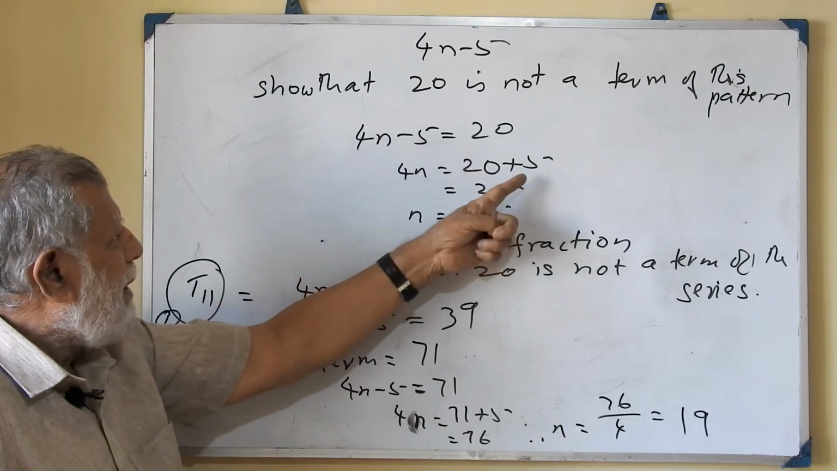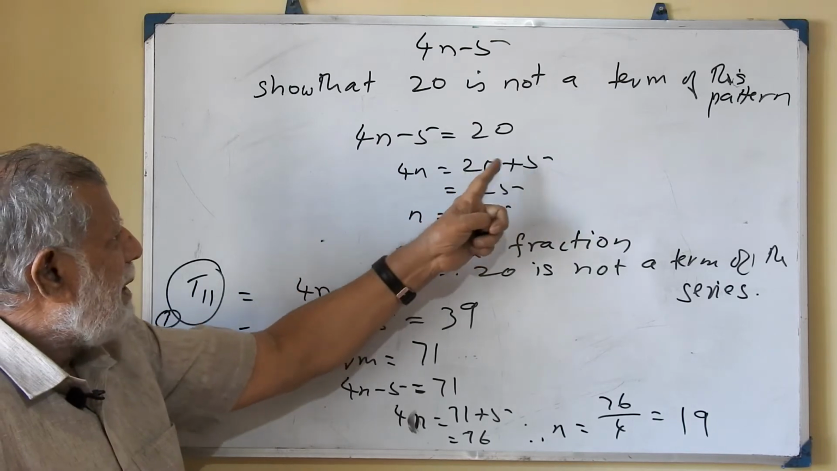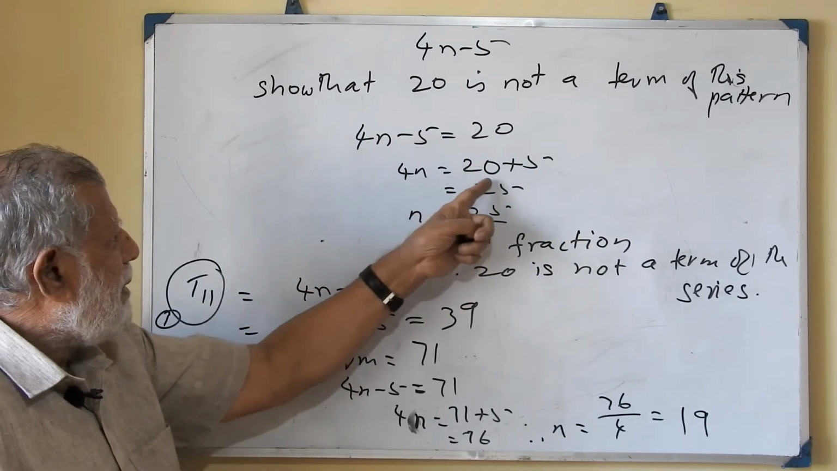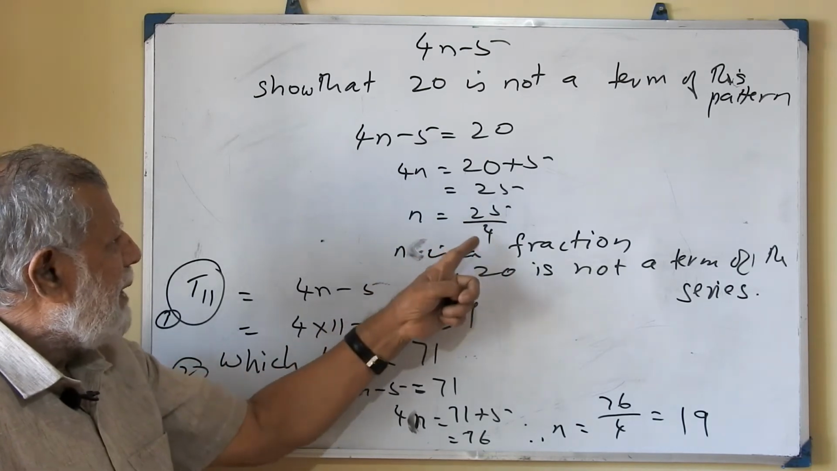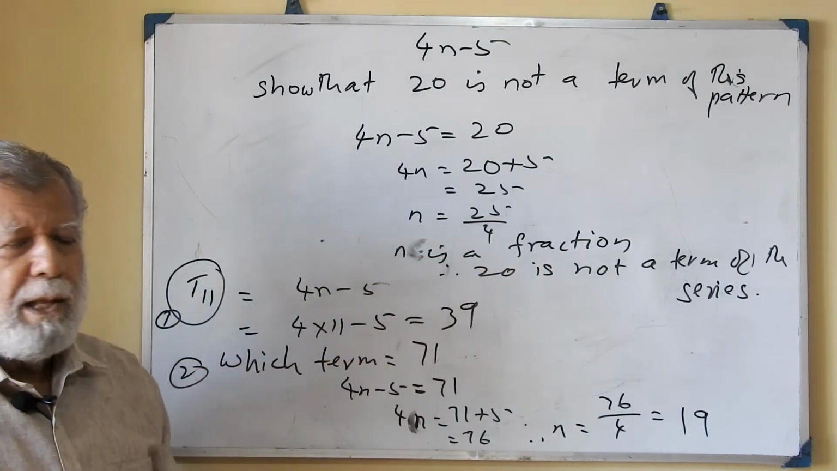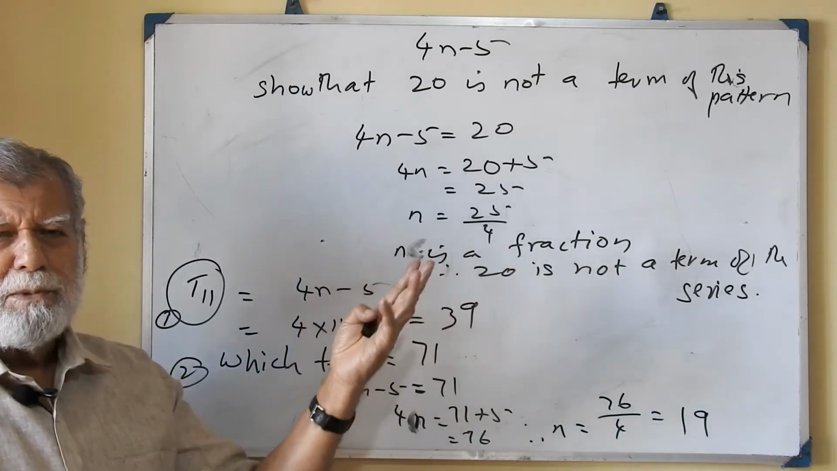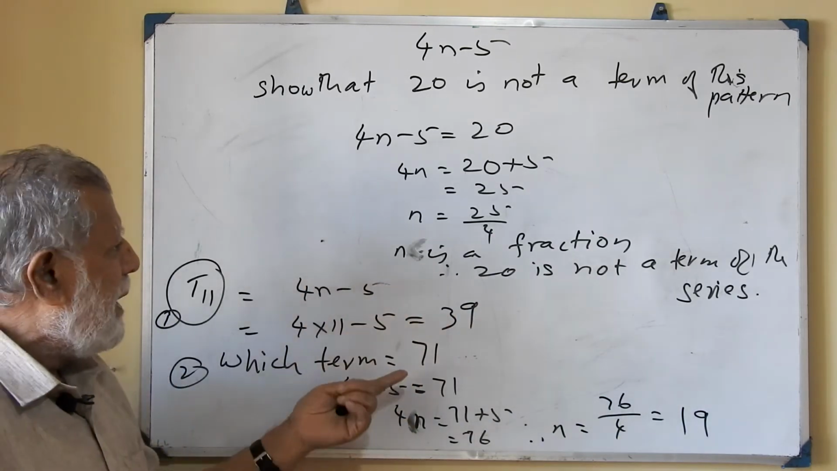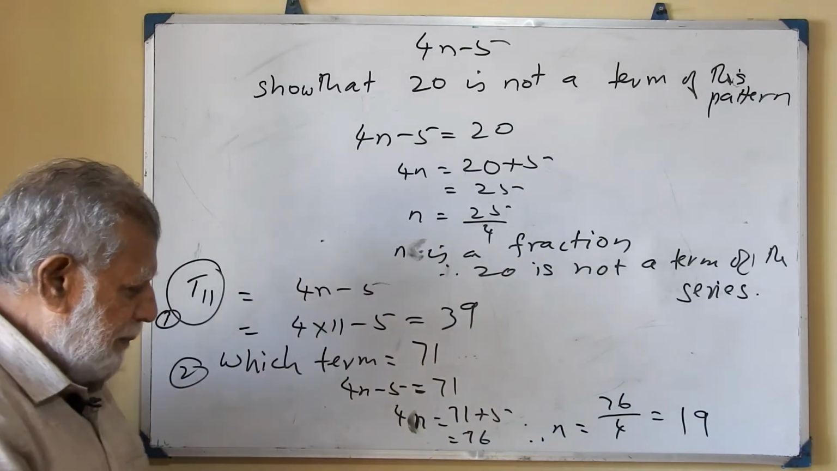Bring the 5 to that side and it becomes plus, because when you bring it across the equal sign, it becomes plus. So 20 plus 5 is 25. So 4n equals 25. n is equal to 25 divided by 4. Then 25 divided by 4 becomes a fraction, 6 point something. So n cannot be a fraction. It has to be the first term, second term, third term. It has to always be a whole number. So if n is a fraction, then it is not a term.